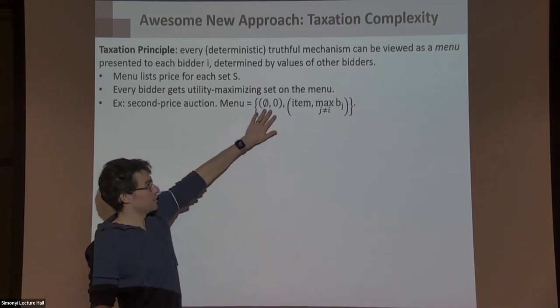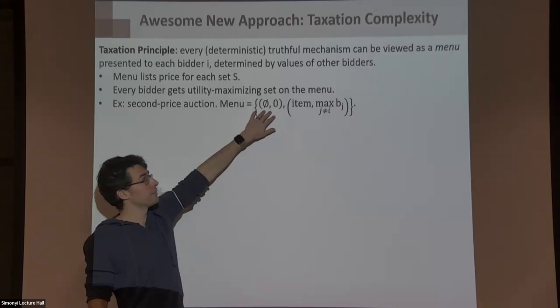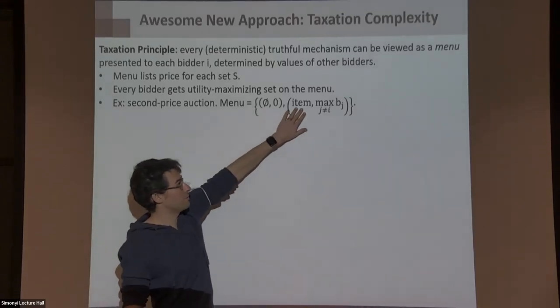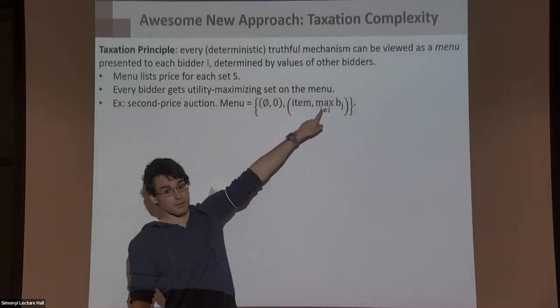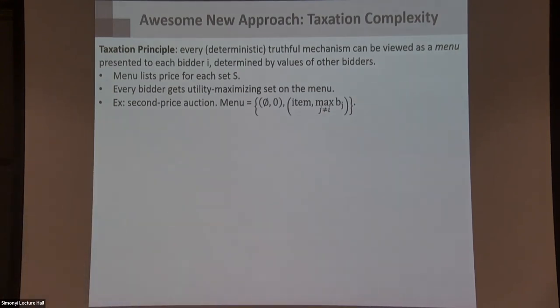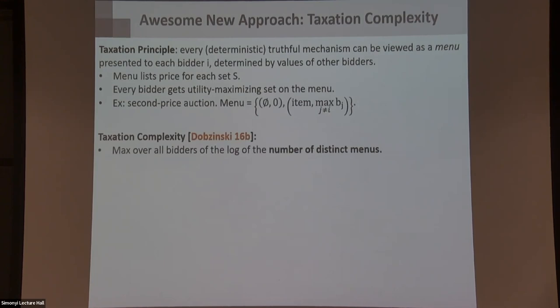Just to be explicit, in the second price auction, the menu that you face is, depending on your bid, you might get nothing and pay nothing. You also might get the item and pay the highest bid besides yours. So this is what your menu would look like. Now, what Shahar proposes is, let's not look at the size of the menu. We also have a term for that. We call that the menu complexity. That is related to some of these lower bounds. He says, let's look at the number of distinct menus that get presented to you. Also, let's look at the log of that.